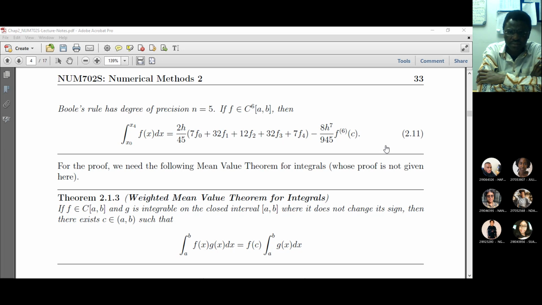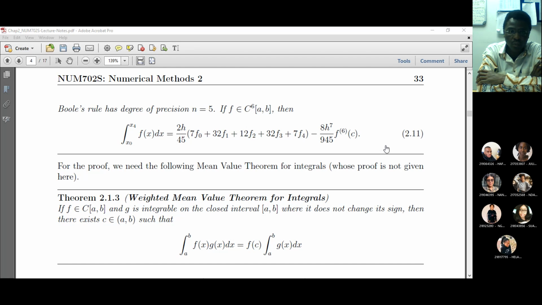If there's something you don't understand, please, this is the time for you to ask. Is everything clear in terms of why we are introducing the Gaussian quadrature formula? Is the explanation understood by everybody?